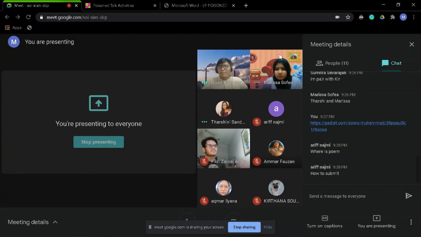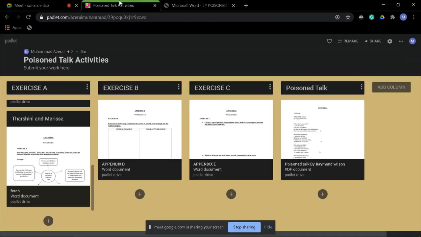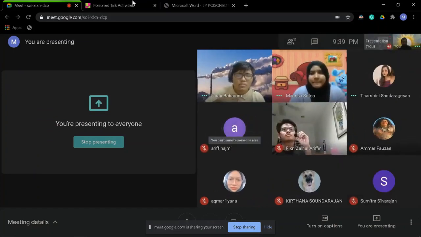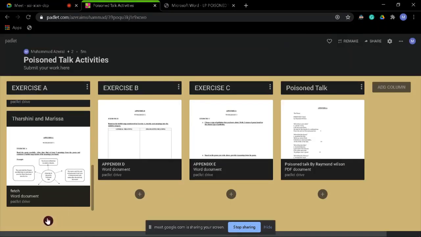To submit, you just upload the file on the Padlet. Yeah, you see this plus button here, this add button over here. You can submit it over here, right here.